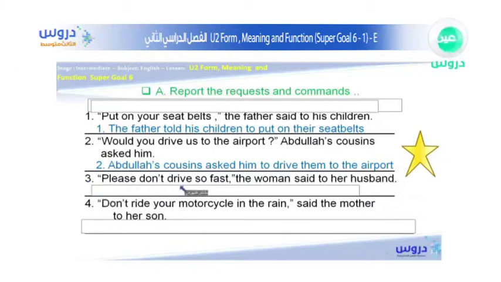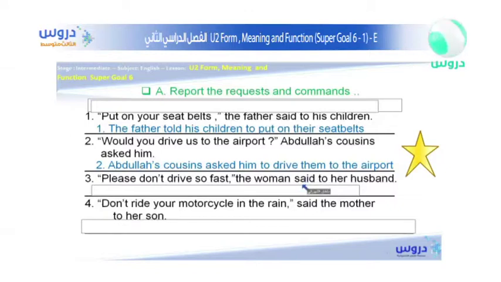Let's continue number 3. Please, don't drive so fast, the woman said to her husband. What is the first thing? What do you think? The woman. Beautiful. The woman. Okay. The woman said. We have to change it. The woman told her husband. Okay, beautiful.